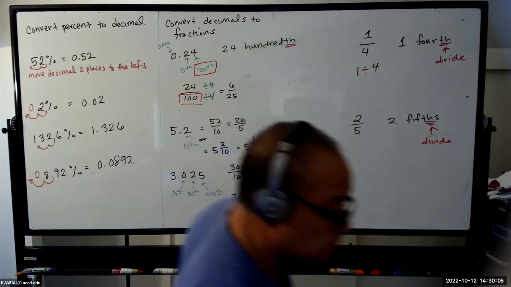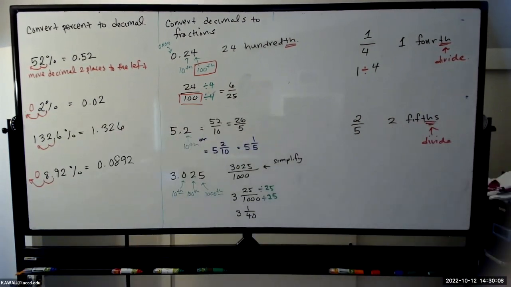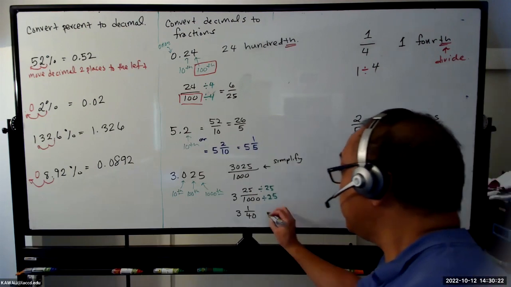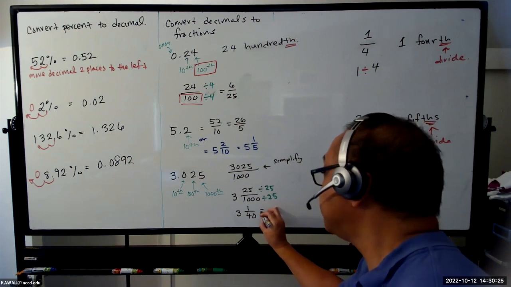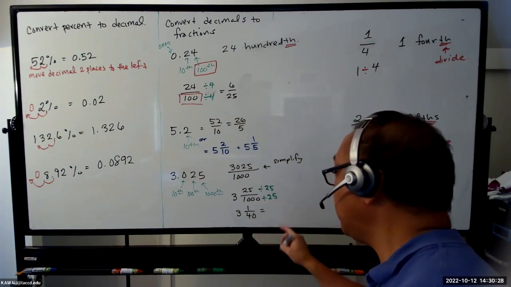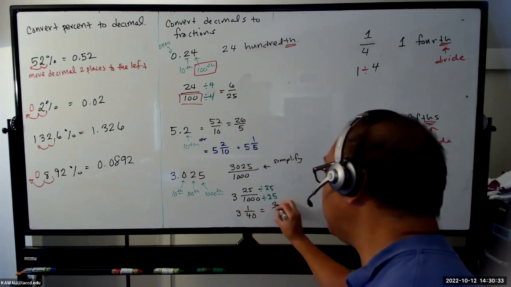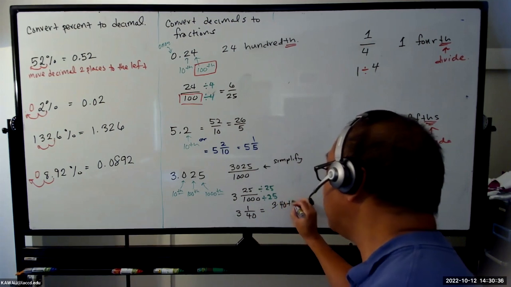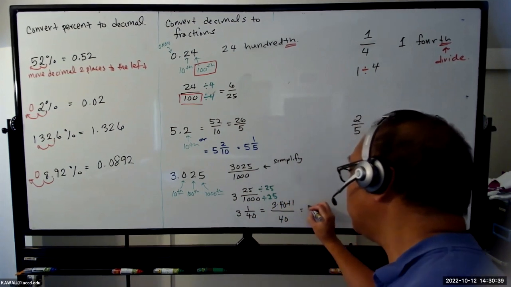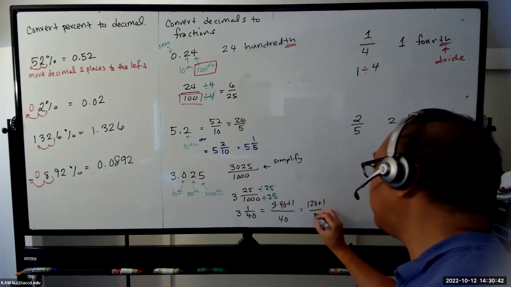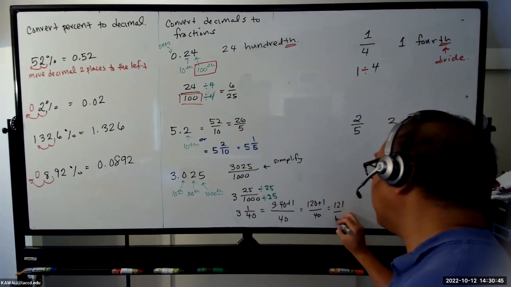Let me double check that. Okay. And then that'll give me, yeah, 1 over 40. And if I wanted to, I can convert this into a mixed number by going 3 times 40 plus 1 divided by 40 is equal to 120 plus 1 divided by 40, 121 divided by 40.